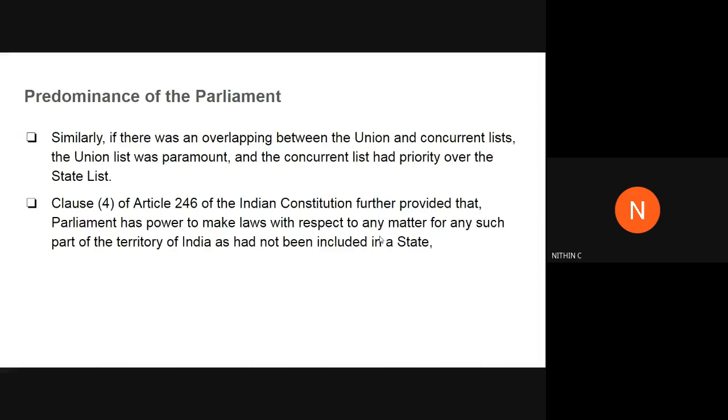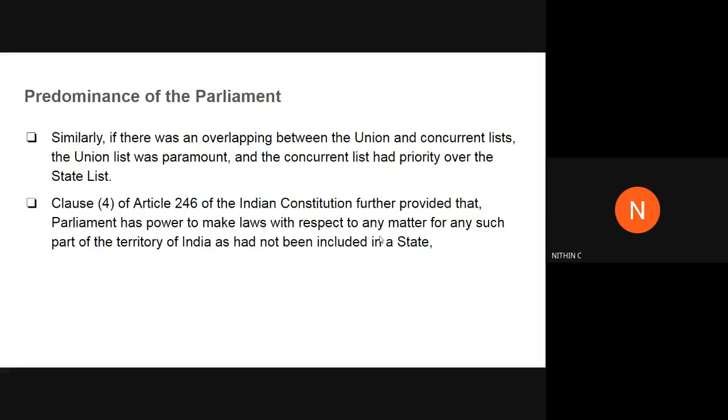Similarly, if there was an overlapping between union list and concurrent list. Sometimes we cannot completely differentiate all subjects. There occurs some overlapping between union and concurrent list. If that occurs, the union list was paramount and the concurrent list had priority over the state list. So you can see how the priority works. Most priority will be for the union, and then concurrent list, and then state list.